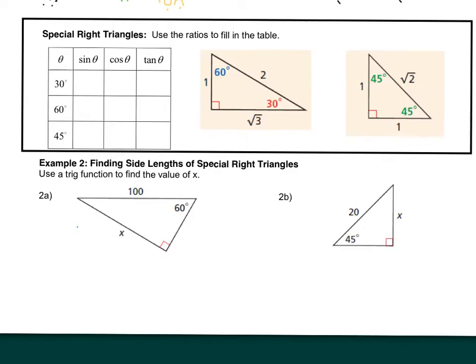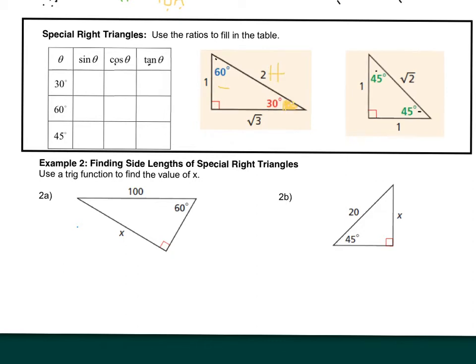Next, we're going to use our special right triangles, the 45, 45, 90, and the 30, 60, 90, and we're going to find the trig ratios based on those. So first, let's do sine, cosine, and tangent of 30. So we're going to look at the 30-degree angle. It's right here. I'm going to label the H.